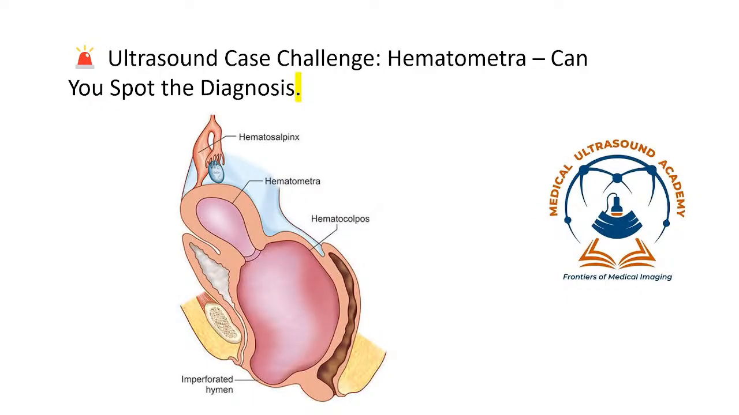How do you write a report for ultrasound hematometria? How do you do it? See how I do it myself. So, ultrasound case report challenge, hematometria, can you spot the diagnosis?